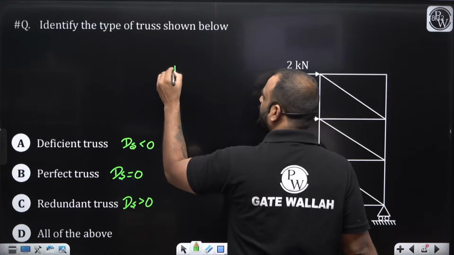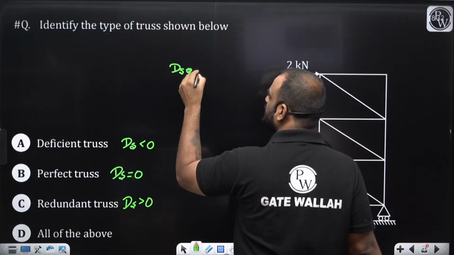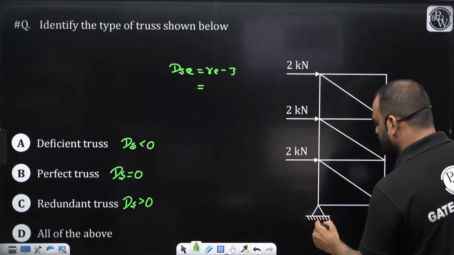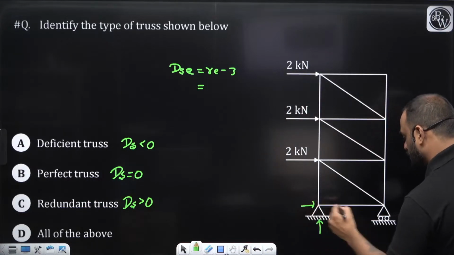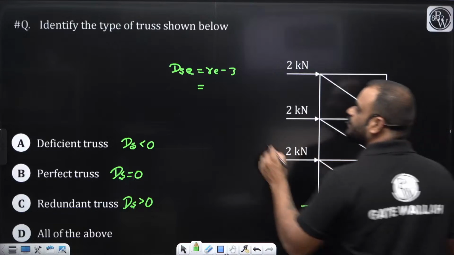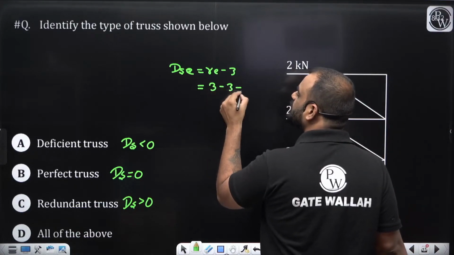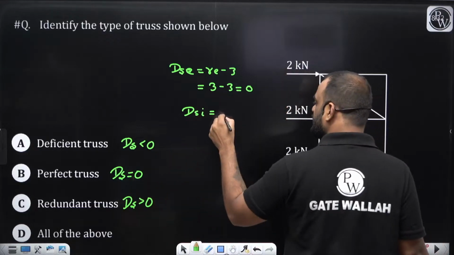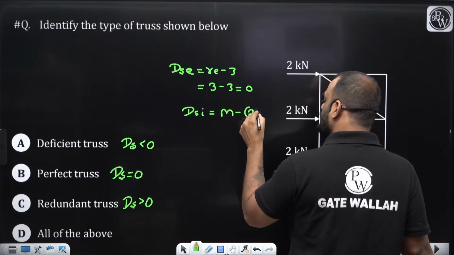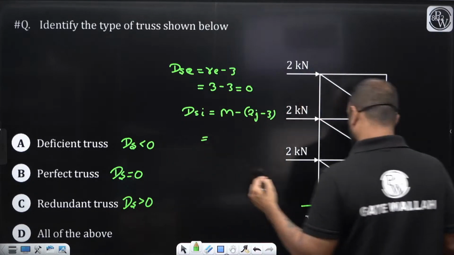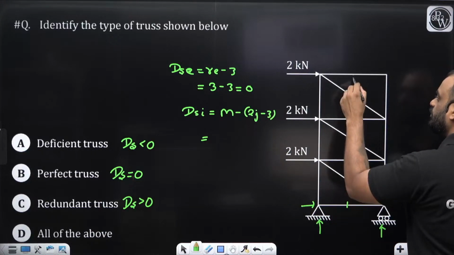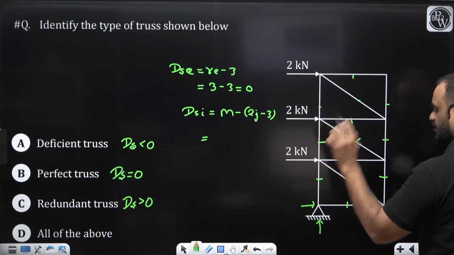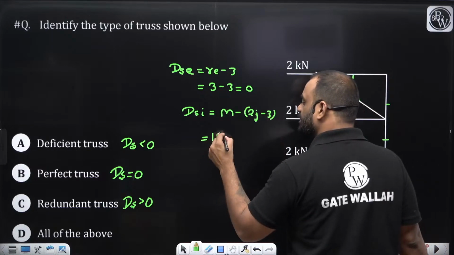So can I write here, guys, DSE is equal to what? RE minus 3. What is the total number of reactions we have? 1, 2, 3. So we can write here 3 minus 3, that is equal to 0. What about the value of DSI, sir? We need to count the members first. So M minus 2J minus 3. 1, 2, 3, 4, 5, 6, 7, 8, 9, 10, 11, 12, 13. Total number of members are 13.